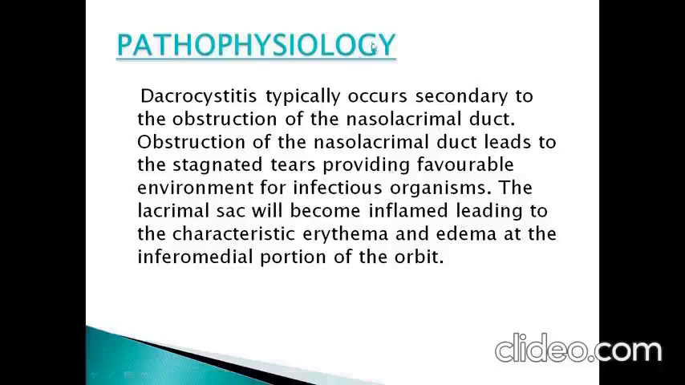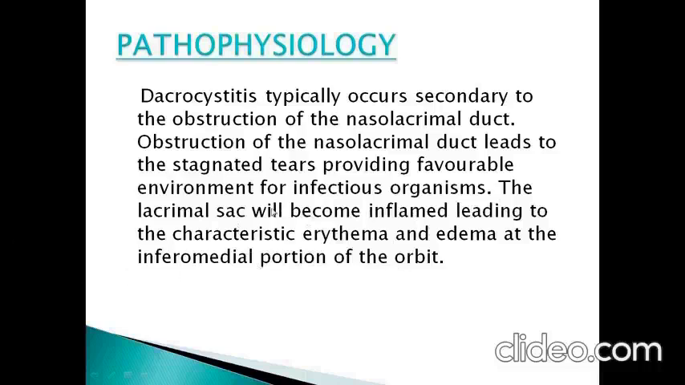Okay. So, coming to the pathophysiology, dacryocystitis typically occurs secondary to the obstruction of the nasolacrimal duct. The obstruction of the nasolacrimal duct leads to stagnated tears, providing a favorable environment for the infectious organisms to grow in. The lacrimal sac will become inflamed, leading to the characteristic erythema and edema at the inferomedial portion of the orbit.